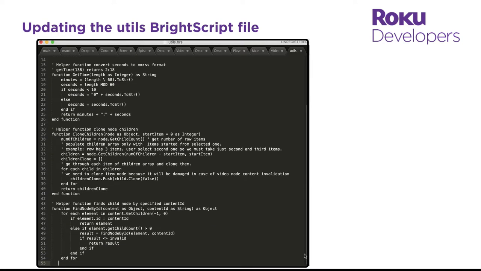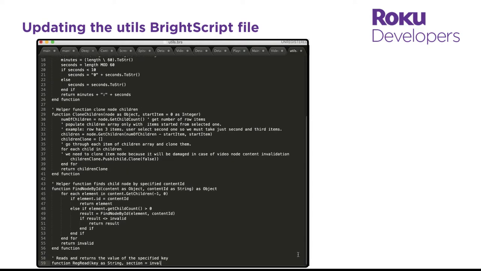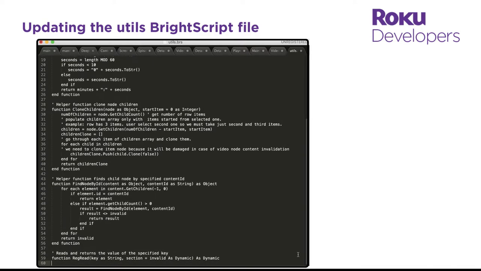Next, let's create the regRead method, which is the first of our three methods for managing bookmarks. It takes a registry key and a registry section, which is set to invalid by default, and it returns the value stored in the specified key. In our case, the value is the current playback position of a video.